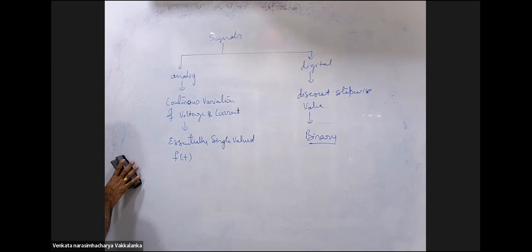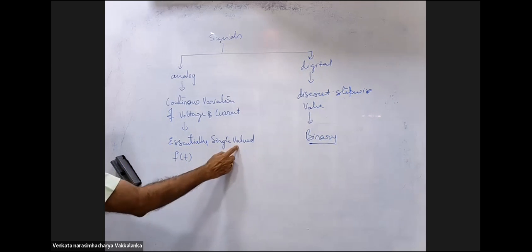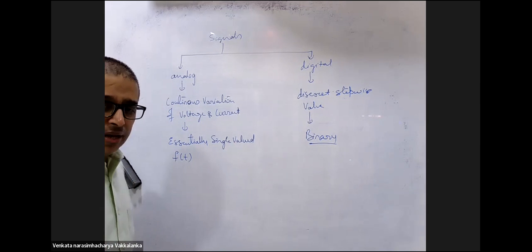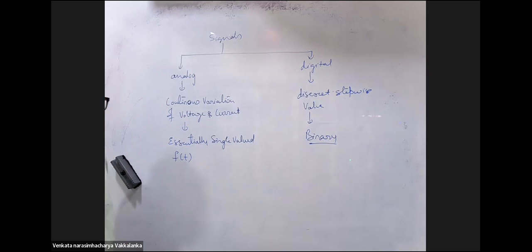So what does that essentially signal? For a particular value of time, I'll have only one value. Need not be multiple values.